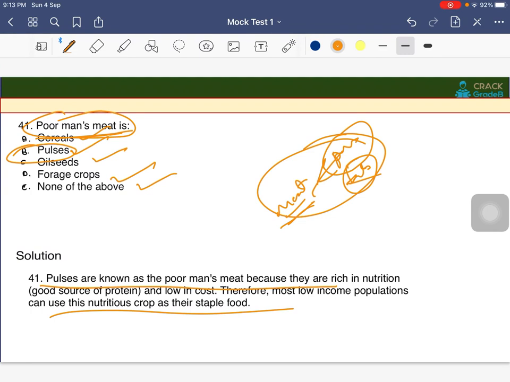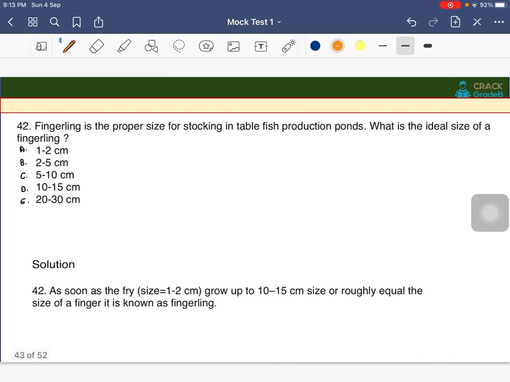Fingerlings are the proper size for stocking in table fish production ponds. What is the ideal size of a fingerling? Fingerlings are like seed in plants; they are what we grow into fishes of a large size.